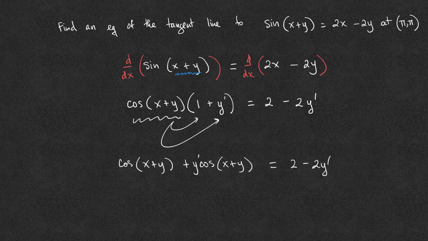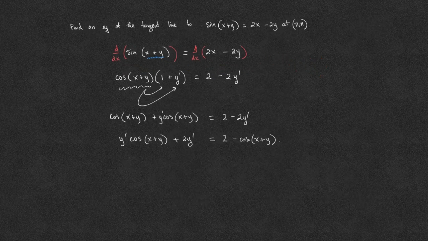We move any terms with y prime to the left-hand side. If it is already on the left-hand side, leave it there. And any term on the right-hand side with y prime, move it to the left. Don't forget to change the sign. The right-hand side is still 2, and the term on the left-hand side that doesn't have y prime, move it to the right. And so on the right, it is 2 - cos(x + y).